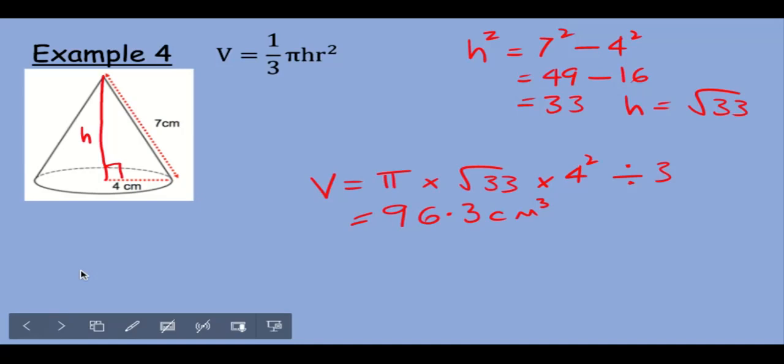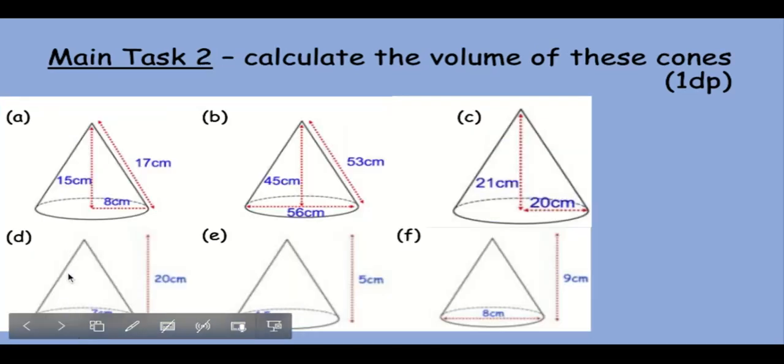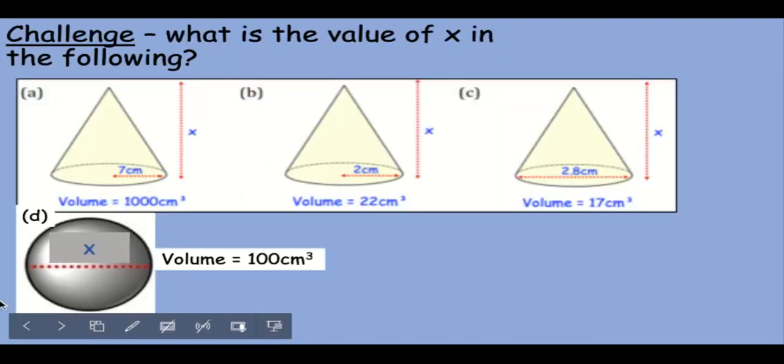Okay, so we've got a few parts to our main task now. So side heading main task. So here's our first part, just about spheres. Noticing we're just doing one decimal place. So pause while you're working on these. Here's our second part. So pause while you're working on these. Here's our challenge. Pause while you're working on those.